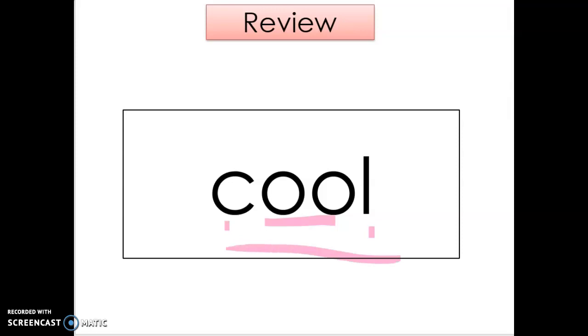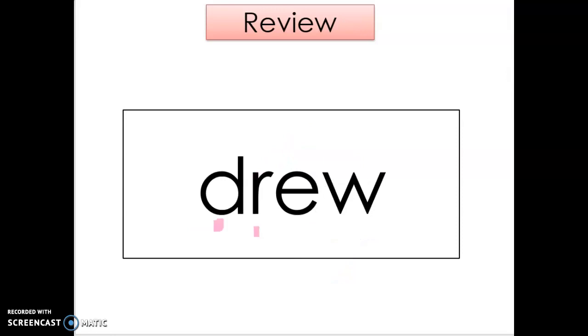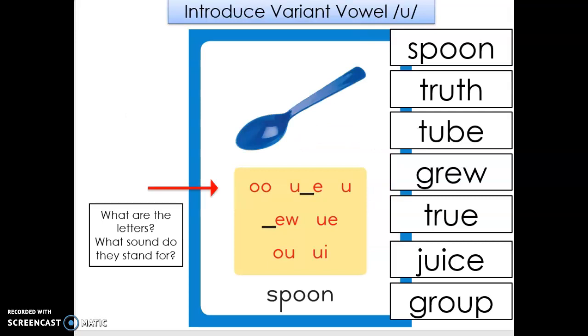Say, the word is cool. Think. Say, the word is rude. There's that U blank E again. Think. Say, the word is drew. And last one, think. Say, the word is blue. UE is also a sound spelling for the spoon card.